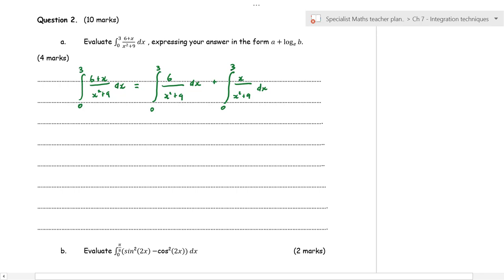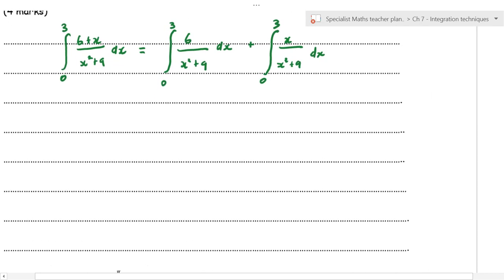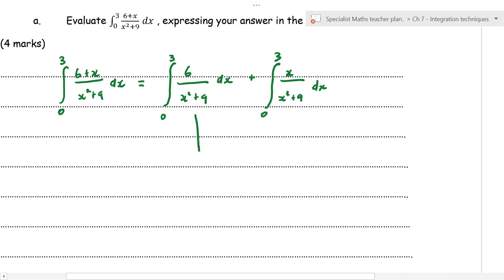Now, what you might notice here is that the one on the left is going to be what? It's going to be arctan. But just remember, be very careful with this: I believe the integral of a over a squared plus x squared dx is equal to arctan of x on a.